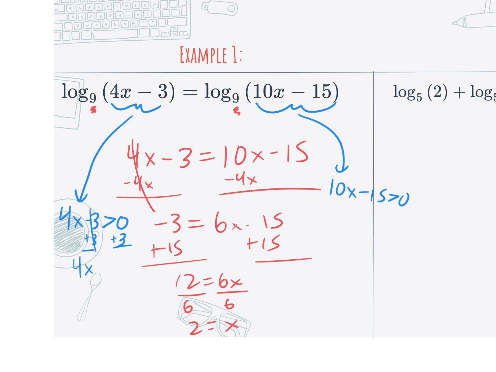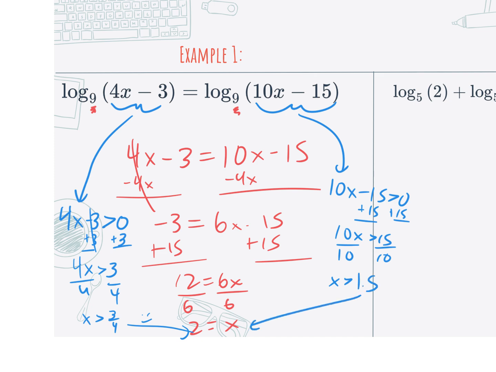On the left here, if I add 3 to both sides, then divide by 4, I get x is greater than 3/4. Is my x of 2 greater than 3/4? I believe 2 is bigger than 3/4, so we're good there. On the right here, I add 15 to both sides. I've got 10x is greater than 15. Divide both sides by 10. Is x greater than 1.5? Well, 2 is also greater than 1.5. So with that, checking to make sure our arguments don't turn negative, we have found that our answer is in fact 2.